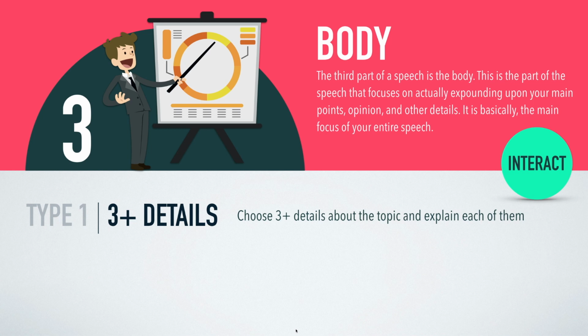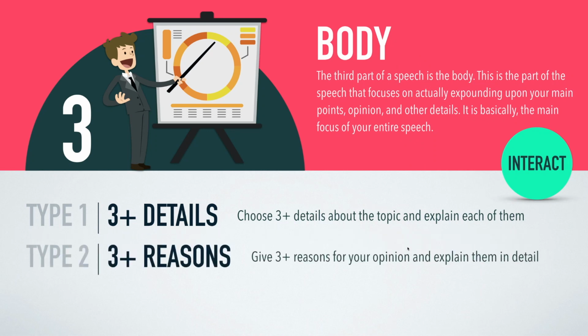3+ details. This is one type of body. So you choose 3 or more details about the topic and explain each of them. For example, remember when I gave you all a lesson and I talked about how to be more confident in English, right? I gave you more than 3 reasons. I gave you 6 reasons why you don't feel confident, and I gave you many more solutions that you could use to actually finally become confident. Why?